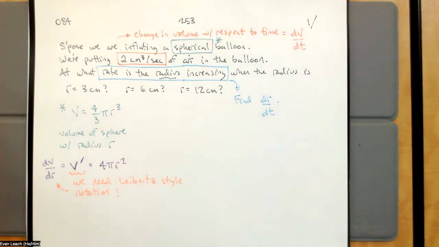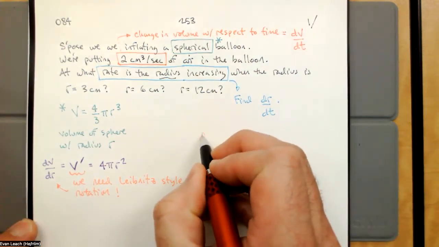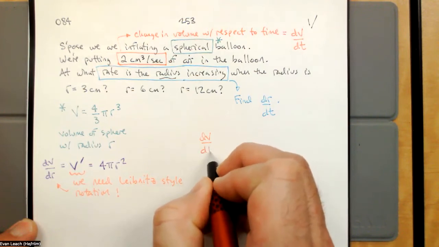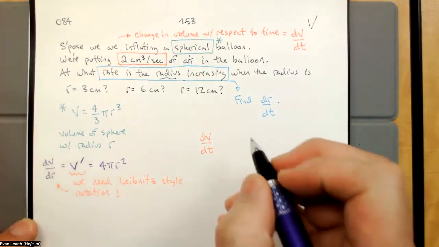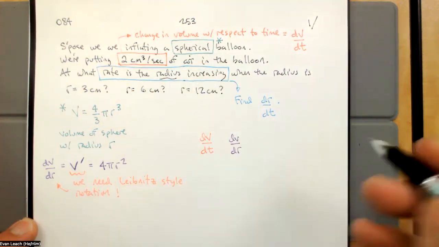So we want to write this not as v prime, but with Leibniz style notation. So we've got these three rates. We've got dV/dt, dV/dr, and dr/dt. And we can put them into our chain rule. dV/dt will be equal to dV/dr times dr/dt.